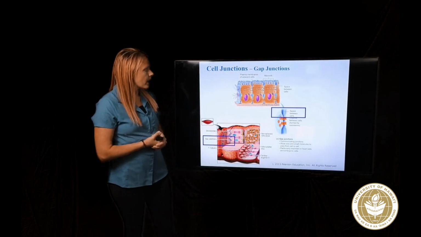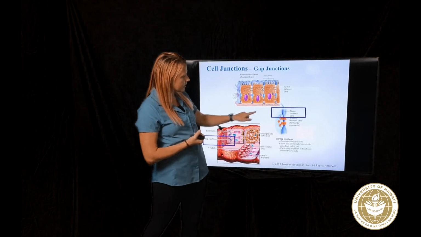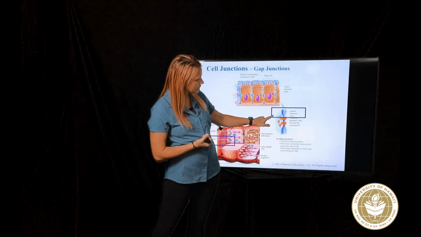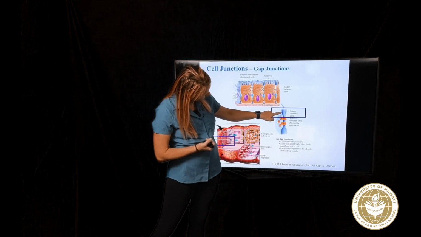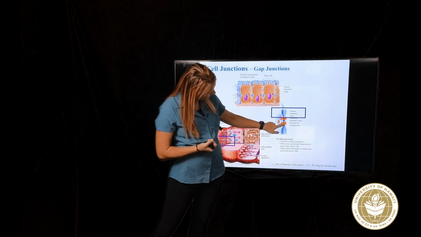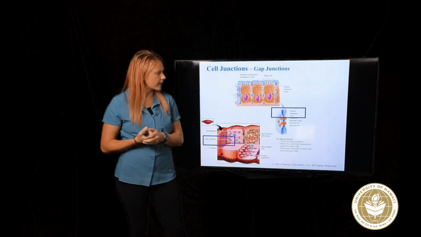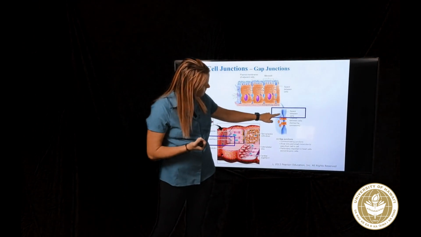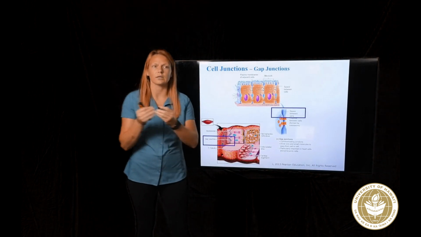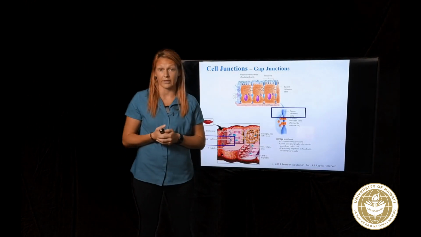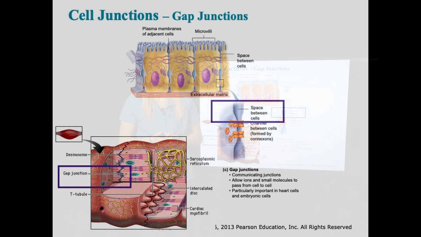Here, at the bottom right, you're seeing an example of one of these gap junctions. You can see the space between the cells. You see these connexons, those transmembrane proteins, right? So you can see that little space, and it allows those ions and small molecules to be directly exchanged there.